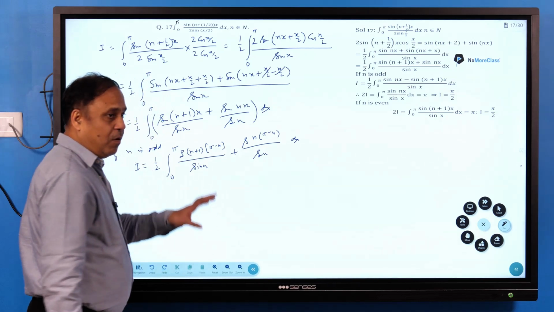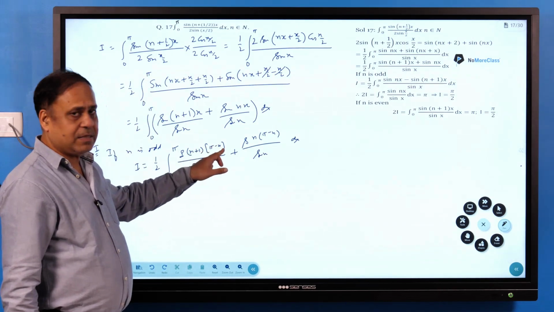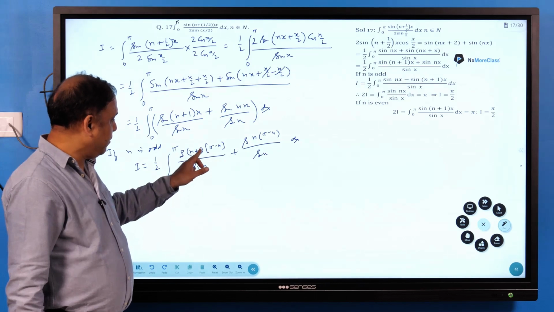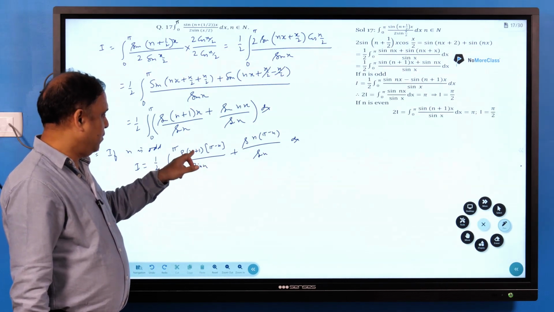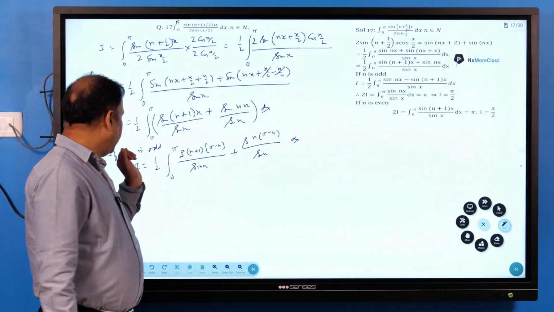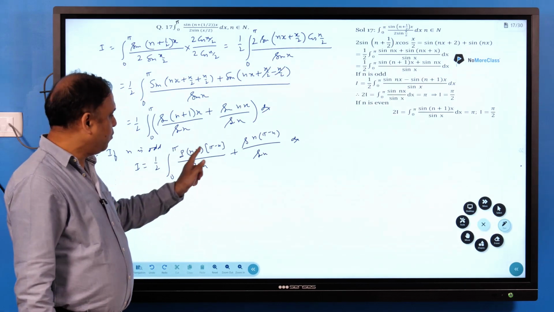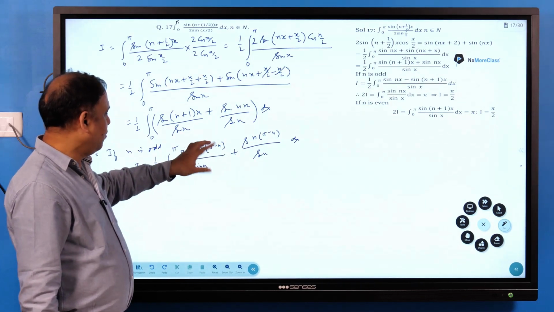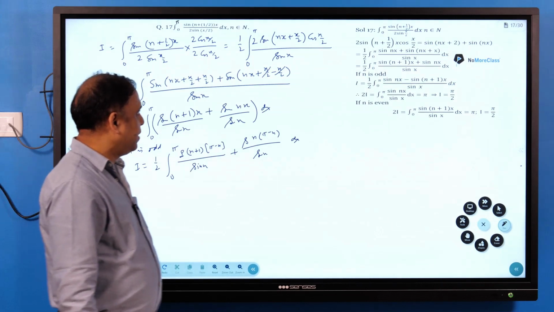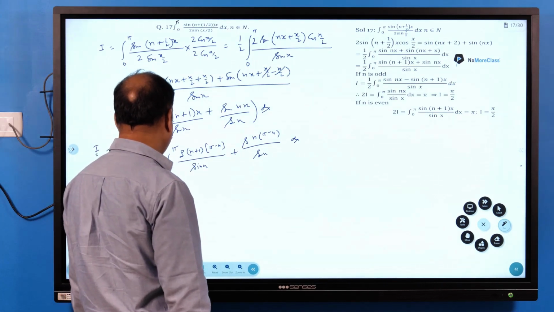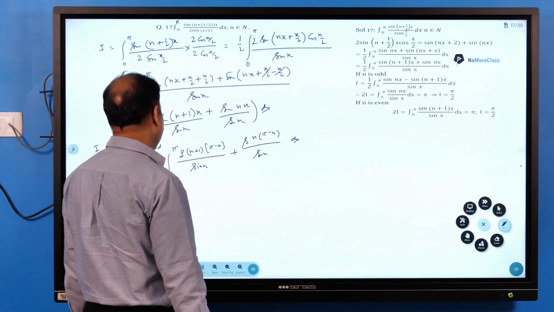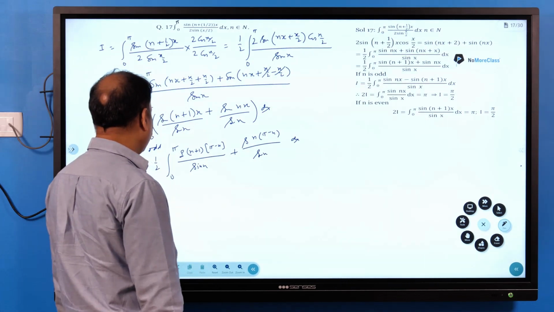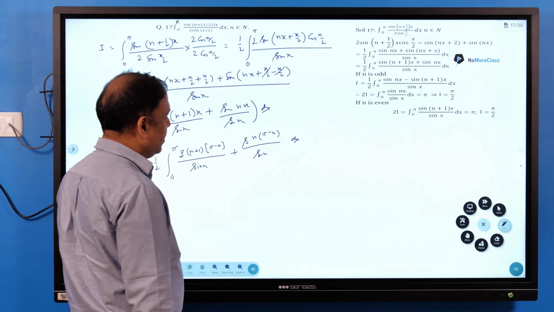Now see, if n is odd, this is 3 pi minus x, 4 pi minus x. So n plus 1 will be even, and it will be 2 pi minus theta, 4 pi minus theta. So this part, if I solve separately, I have to split into two parts.